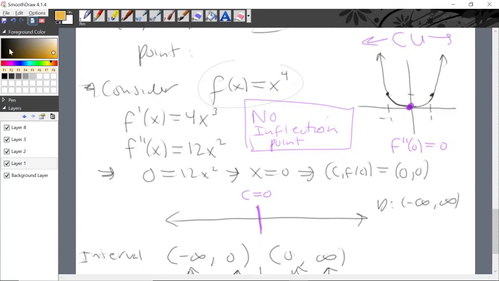f of x equals x to the fourth. Notice f prime of 0 is equal to 0, and f double prime of 0 is also equal to 0. But the point itself was not an inflection point. So it is possible for both of the derivatives to be equal to 0 at a point and not have an inflection point at all.